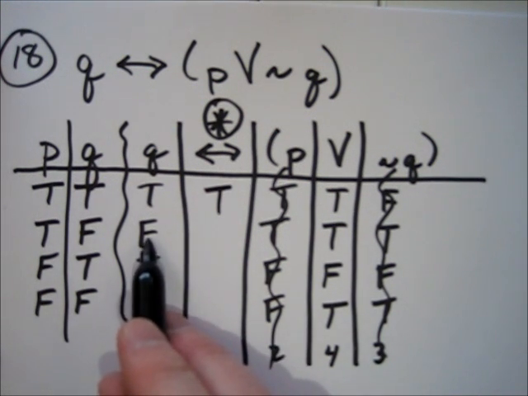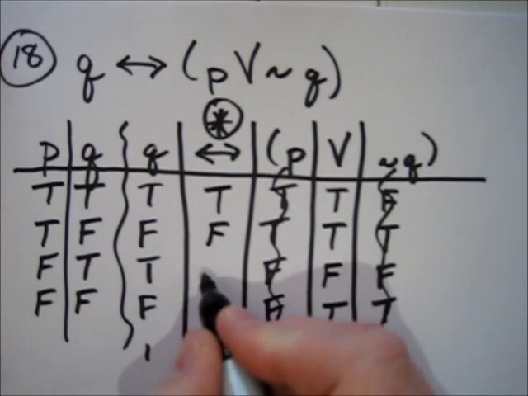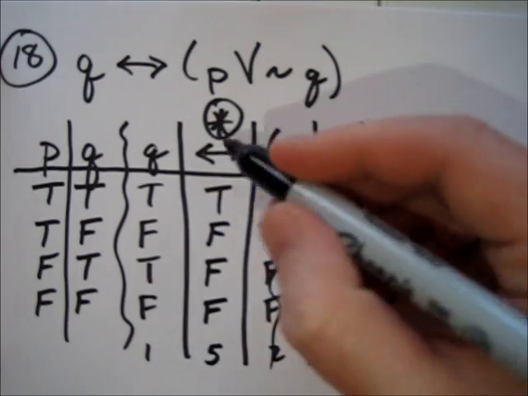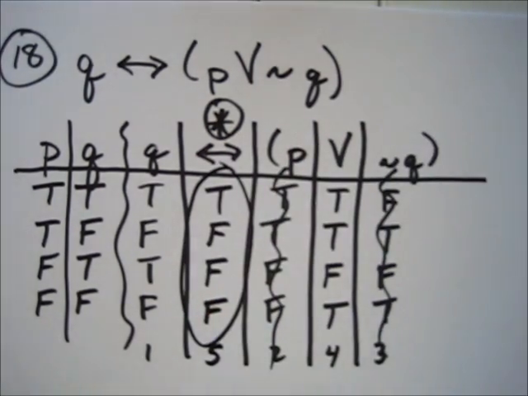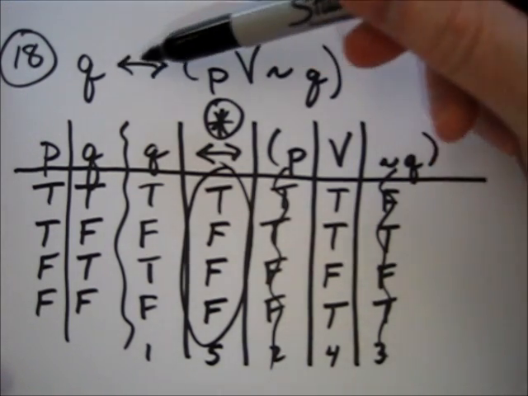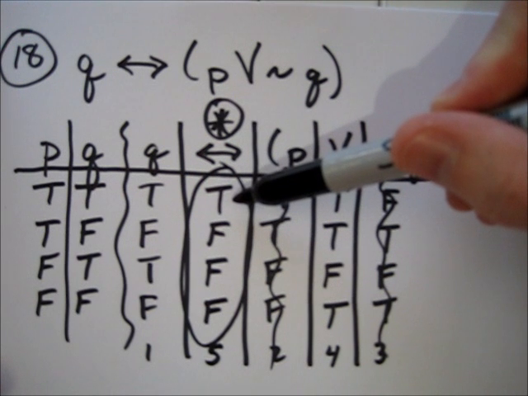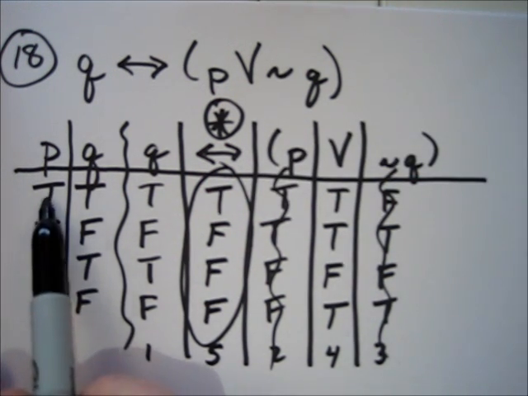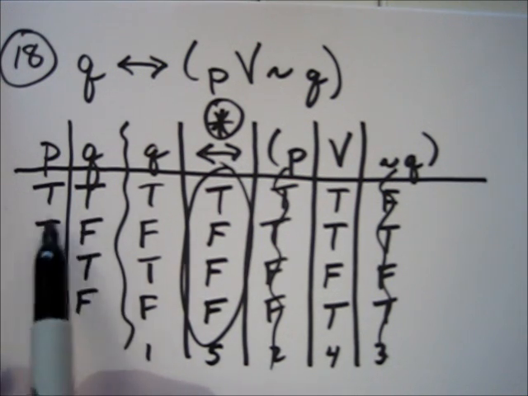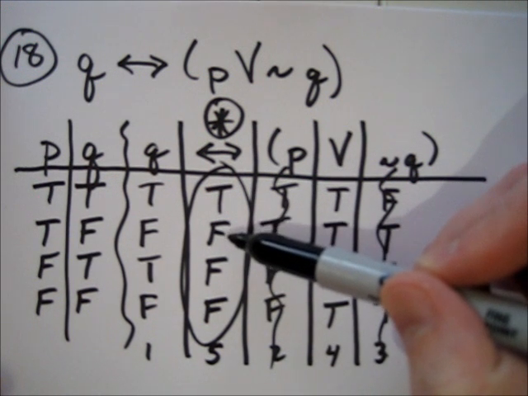Second row, this one is false and this one is true, so they're opposite, so that's false. These have opposite truth values, so false, and these have opposite truth values, so false. So this is column 5, and this is our answer column. So we can say that this compound logical statement is only true in one case. It's true if your statements P and Q are both true. If P and Q have any other combination of truth values, this compound statement will be false.